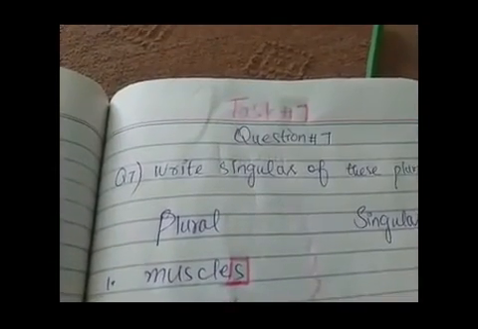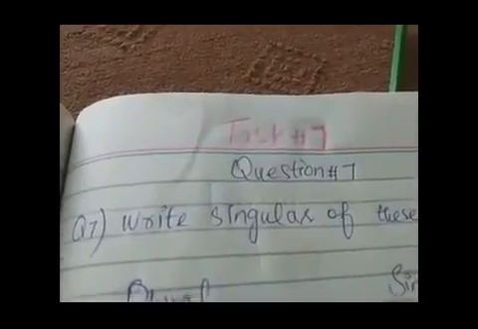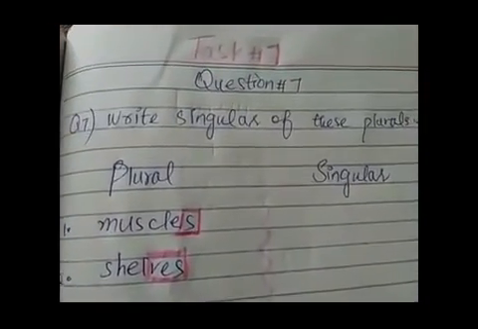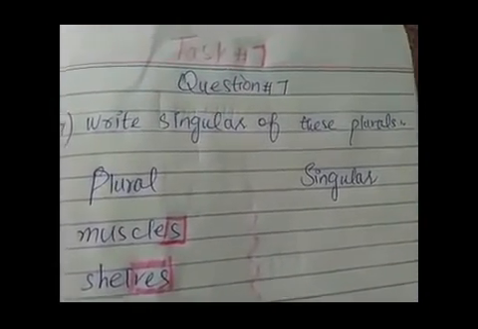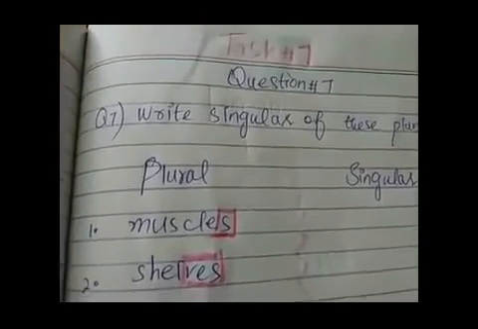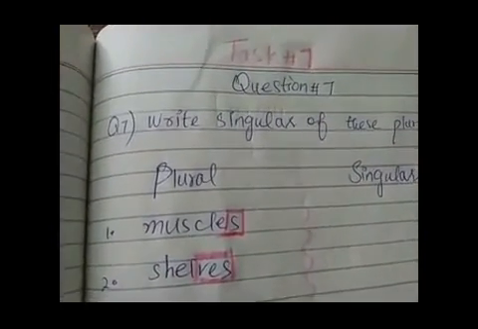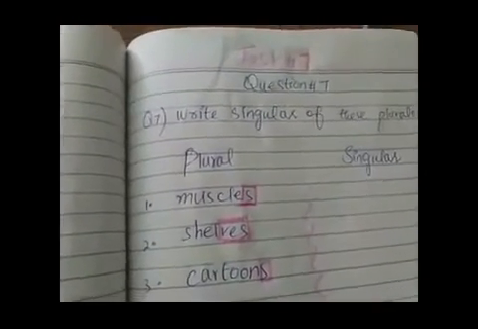Your question on the SVT copies should look like this. You can just write task number 7, question number 7, and then question number 7, as you can see on the screen, is write singular of these plurals. Students, mostly it happens that singulars are given to you and you have to write the plurals, but in this question the requirement is that plurals are given to you and you have to write the singular of it.